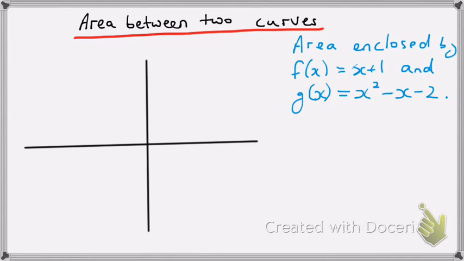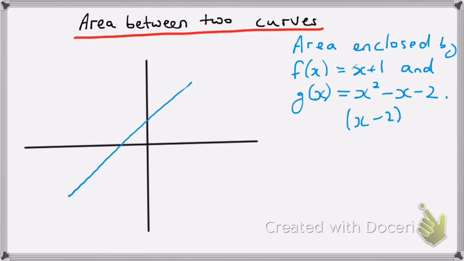Tomorrow we're going to learn how to find the area in between two curves. You can see here I've got an example lined up already. We're going to find the area enclosed by the line y equals x plus 1 and the parabola x squared minus x minus 2. As very often, the first thing I want to do is draw a graph. So I'll start by drawing the line x plus 1, and then I'll draw the parabola x squared minus x minus 2.